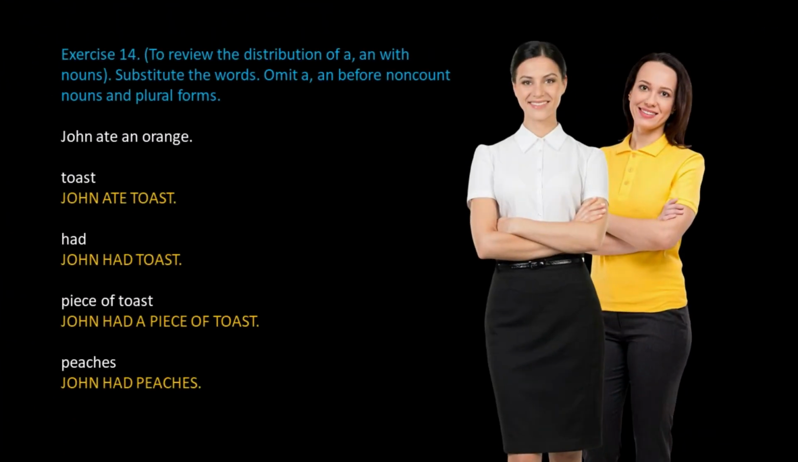Exercise 14. To review the distribution of an, with nouns. Substitute the words. Omit an, before non-count nouns and plural forms. For example, John ate an orange. Toast. John ate toast. Had. John had toast. Piece of toast. John had a piece of toast. Beaches. John had beaches.